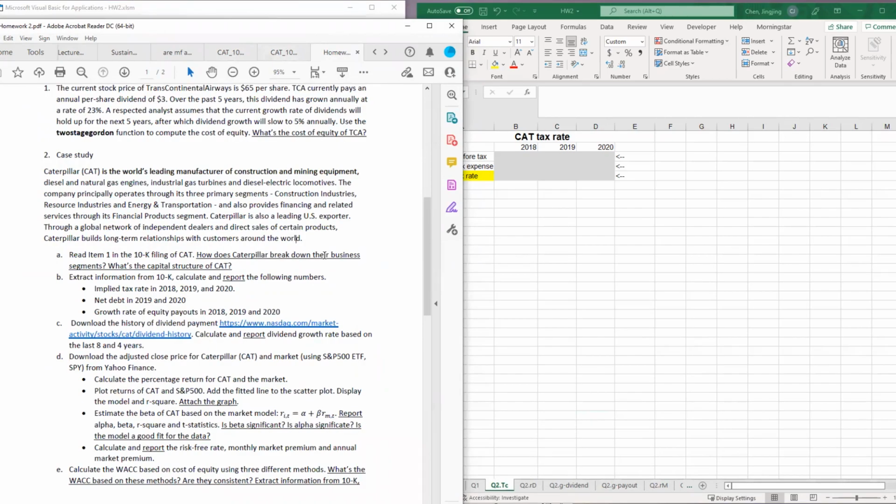How does Caterpillar break down their business segments? And the next question might need some of your calculation, and this is pretty simple: how to calculate the capital structure of the firm. You don't need a very precise measure here.